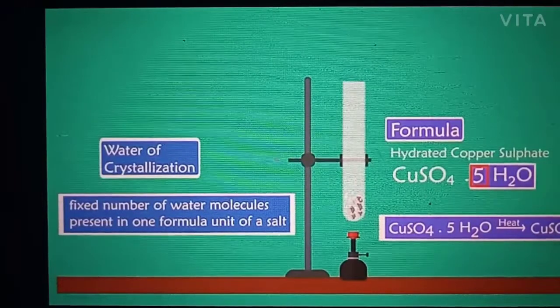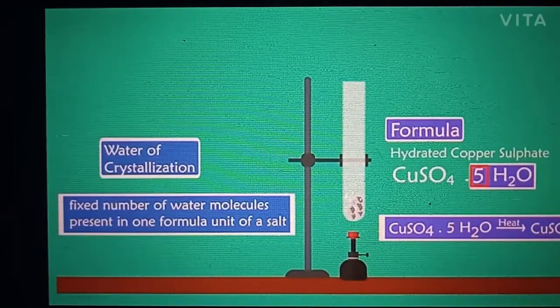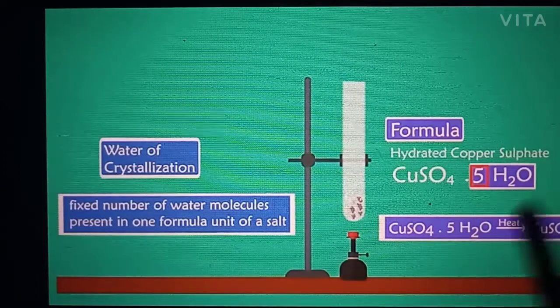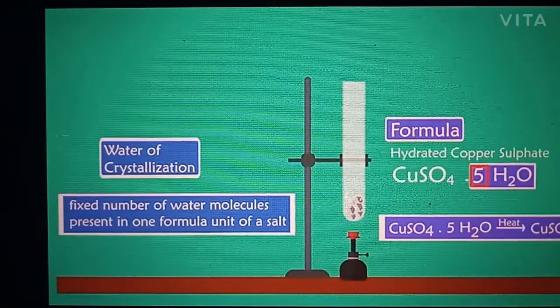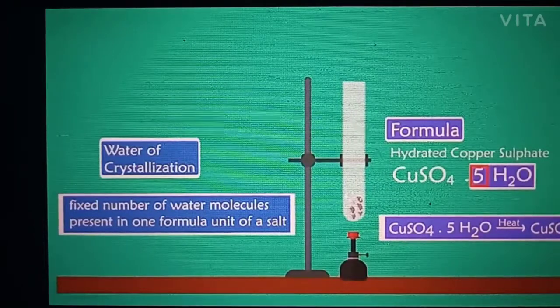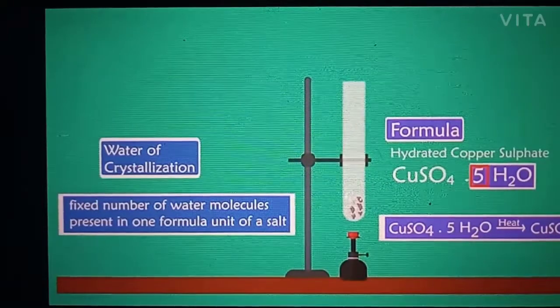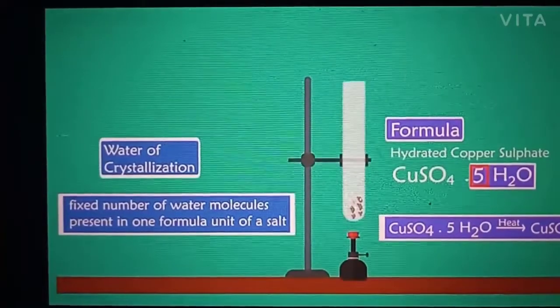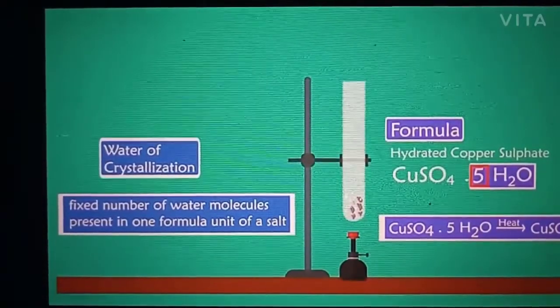At that time the color of the copper sulfate is white. And when you add water to this copper sulfate, it gets converted from white to blue, and it becomes hydrated copper sulfate. So this is the concept. So write down the reactions, the points, and the formula here.